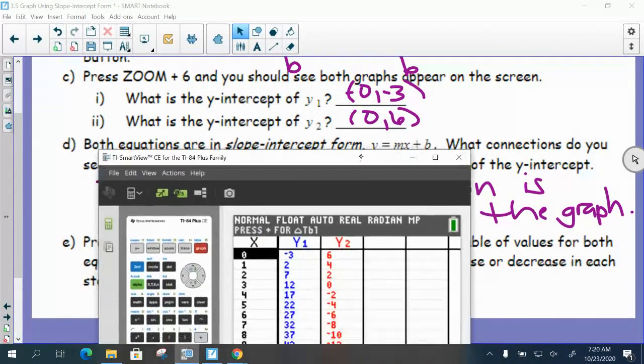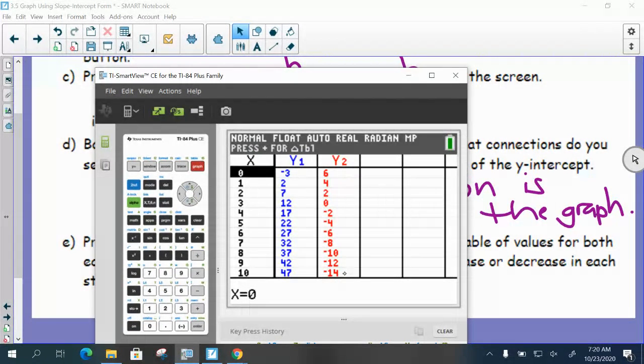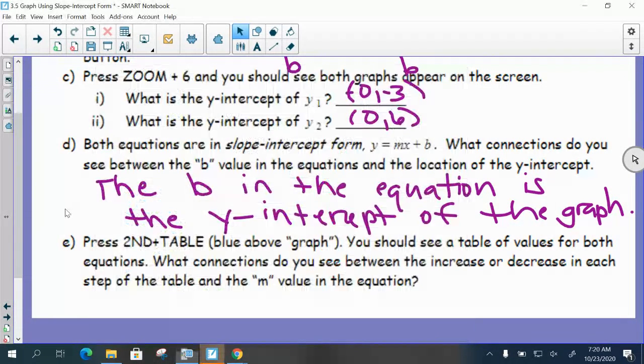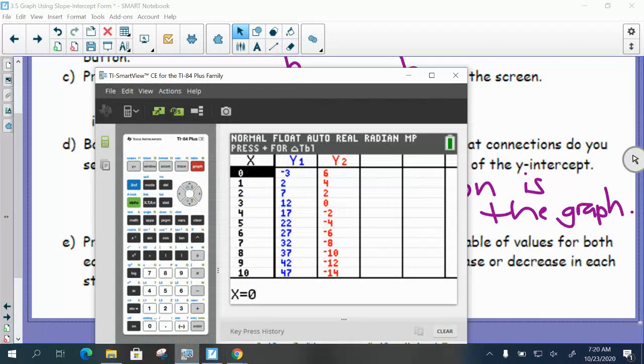You should see the table. Also, if your numbers don't match up with mine, it's probably just because you typed in the equations wrong. So go back to the equations and make sure that you type those in correctly. So you should see tables of values for both equations. What connections do you see between the increase and decrease in each step of the table and the m value in the equation? So if we look at the blue equation, we're going up by 5, okay? And then if we see the red equation, we're going down by 2. So up 5 and then down 2.